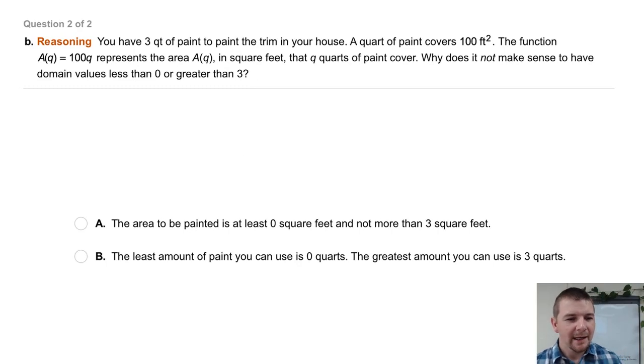And finally, a reasoning item. You have 3 quarts of paint to paint the trim in your house, etc., etc. The question is, why does it not make sense to have domain values less than 0 or greater than 3?